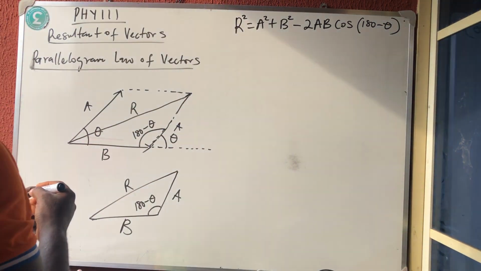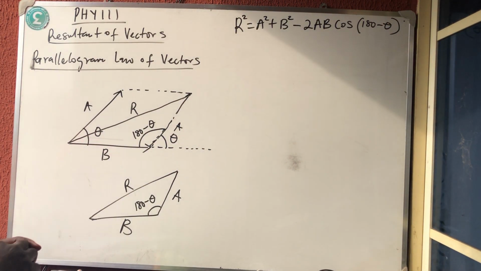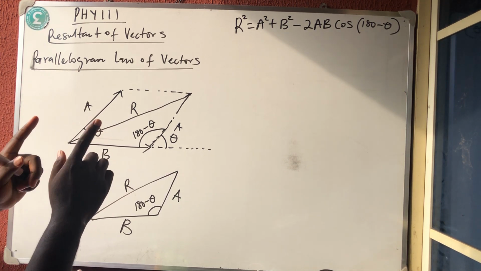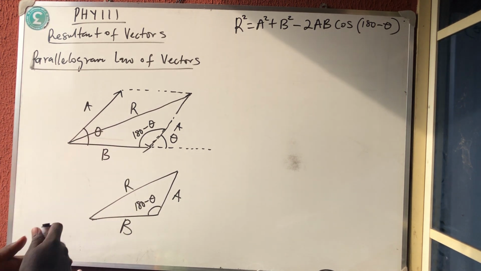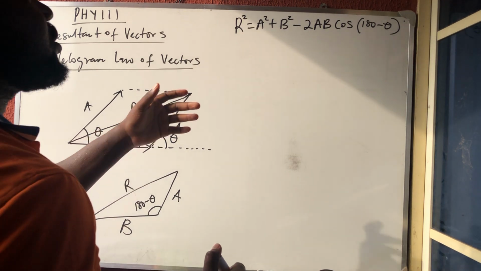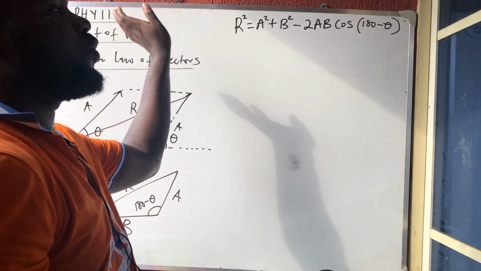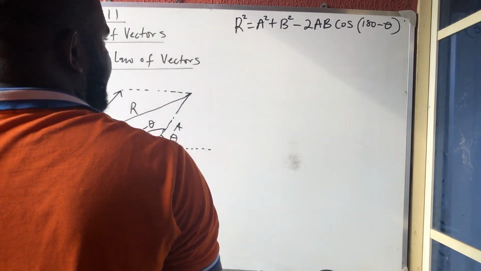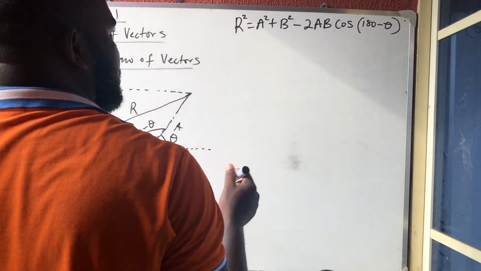So this is the formula for getting the resultant of two vectors that are less than 90 degrees. In fact, this is the formula for getting the resultant of any vectors, even at 90 degrees. Let us find the other one, the 90 degrees case, using this formula.